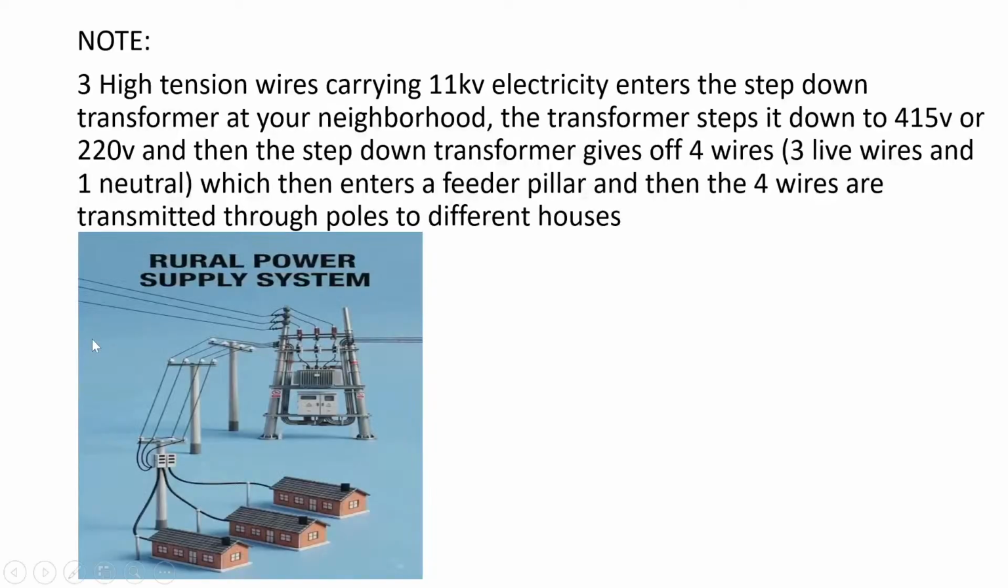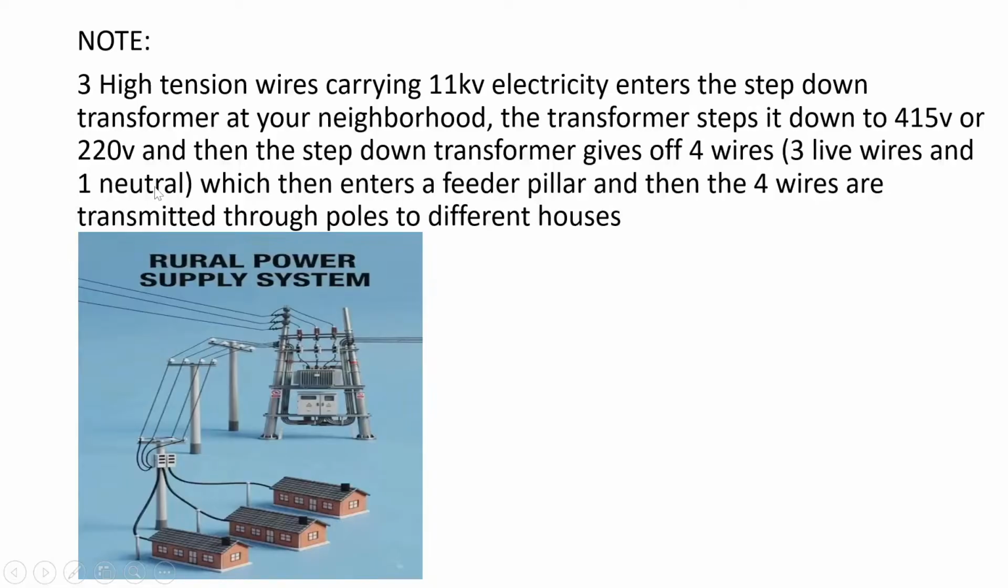Good. Now look at what we have here. Note, 3 high tension wires carrying 11 kilovolt electricity enter the step down transformer at your neighborhood. The transformer steps it down to 415 volts or 220 volts. And then the step down transformer gives off what? 4 wires, 3 live wires and 1 neutral.